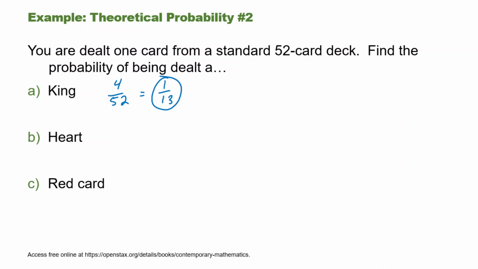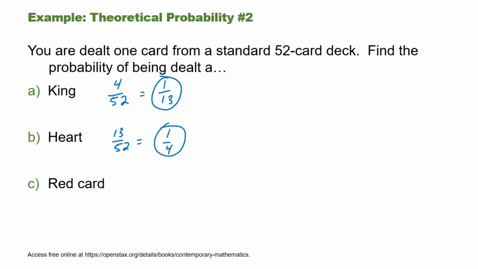Part B, probability of being dealt a heart. So there are 4 suits, so actually 1/4 of the deck is hearts, and so this answer is actually 1/4. But if we were looking at our chart, we would count and say there are 13 out of 52 that are hearts, and again that reduces to 1/4.